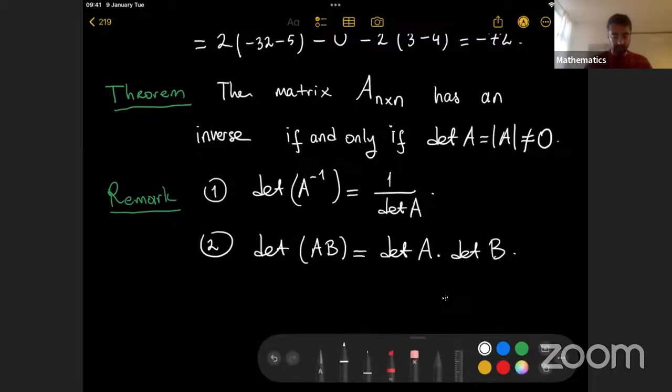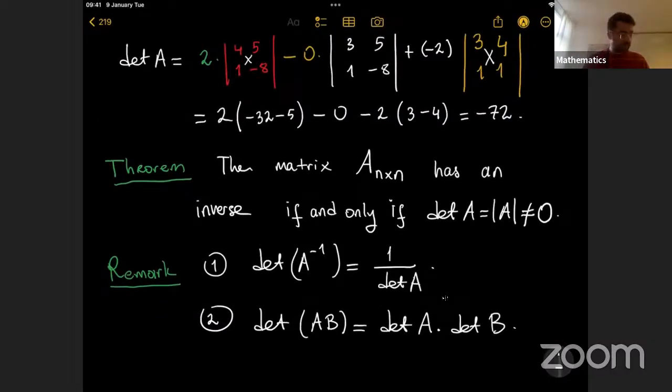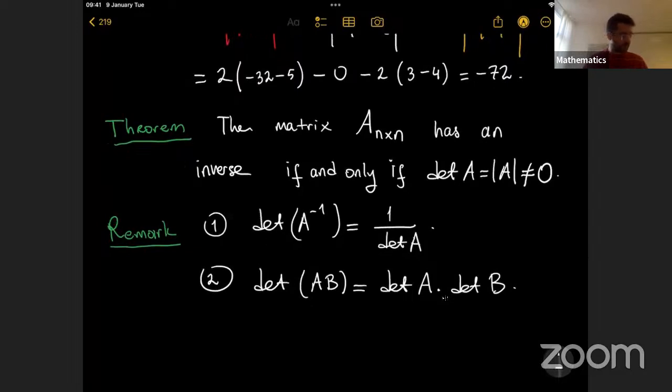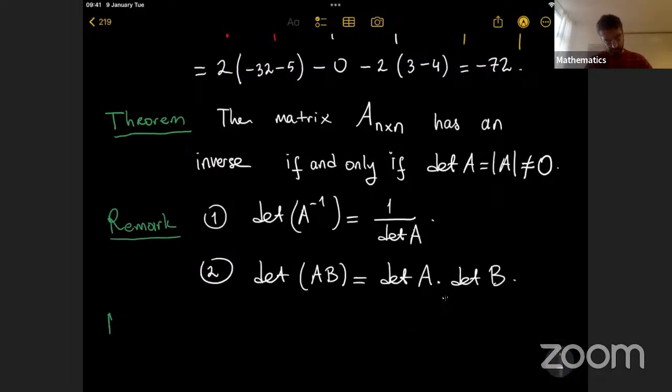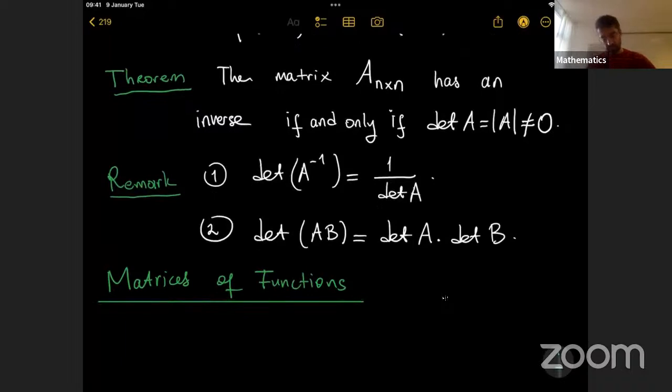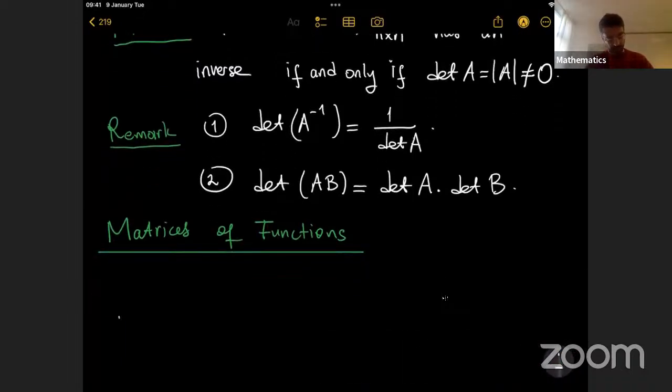Well, so far we talk about the matrices of real numbers. We can also talk about matrices of functions. So let's talk about this. Matrices of functions. Now the entries will be functions instead of constants. So what we have here is A is now a matrix and its entries are functions, not constants. So we will denote this by A of t, and t is the variable here.